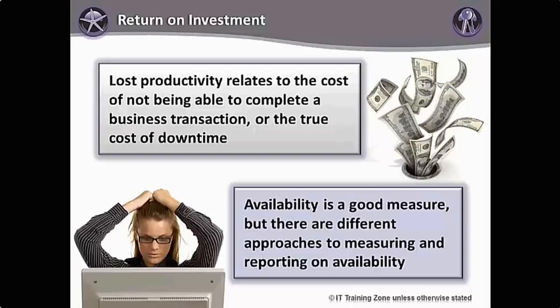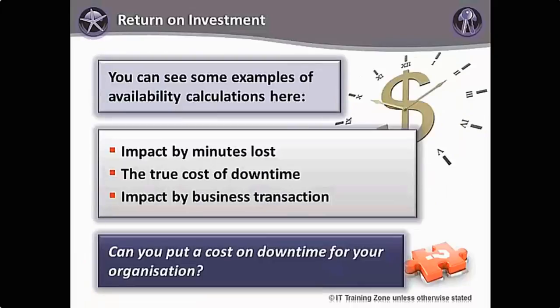When we consider lost productivity, we are talking about the cost of not being able to complete a business transaction, or the true cost of downtime. Availability is a good measure to help understand the cost of lost productivity, but even this is not straightforward. There are different approaches to measuring and reporting on availability. You can see some examples of how availability is measured on screen here.